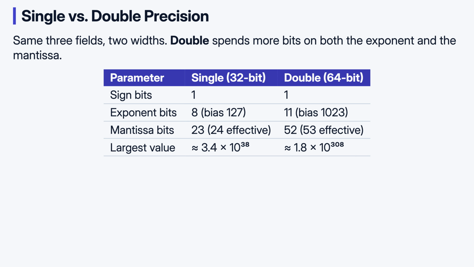More exponent bits push the largest value from about 3.4 times 10 to the 38th, all the way to about 1.8 times 10 to the 308th. And more mantissa bits raise the reliable precision from about 7 decimal digits to about 15 or 16. The cost is simply twice the storage. Double precision is the default in most languages, including Python, JavaScript, and C.